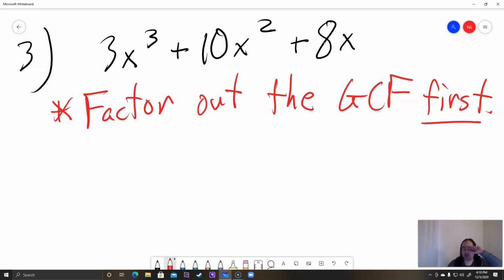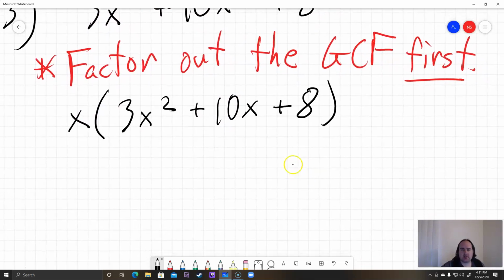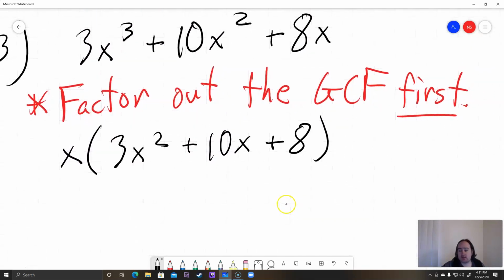Okay, so the GCF for this whole polynomial is the smallest power of x that's in common, which is actually just going to be an x. So there's an x in common for all these terms. So we're going to factor out an x from the whole thing, and that's going to decrease all these powers by 1. Okay, so here I'm going to have 3x squared, and then I'll have plus 10x, and then I'll have plus 8. Okay, so that was the main trick on this problem, is noticing that there's actually a GCF you can factor out at the beginning. But after you do that, then the rest of the problem shouldn't be too hard.